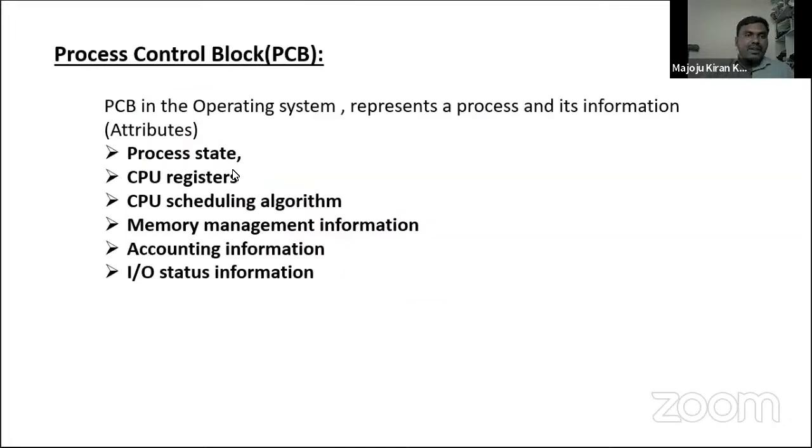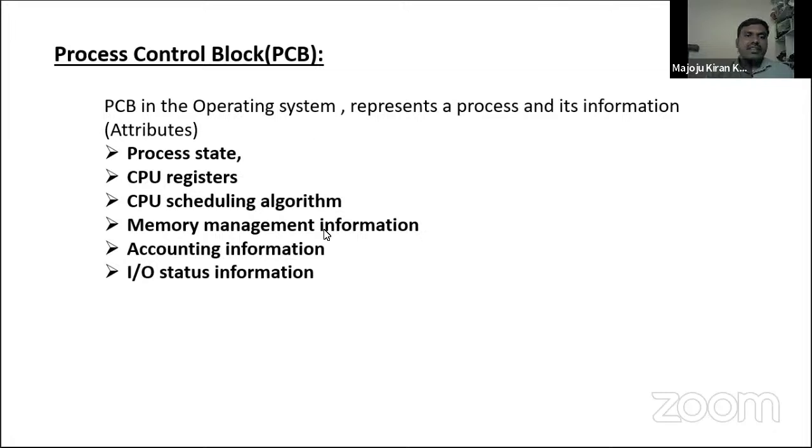And see, the PCB is a very, very important component of every process: the process control block. Every process is assigned one important element, that is the PCB. PCB stands for process control block. The PCB is an element added by the operating system to every process. The PCB contains the information about the particular process.